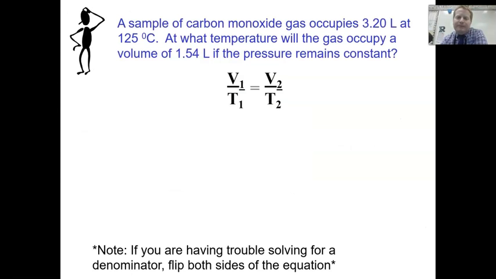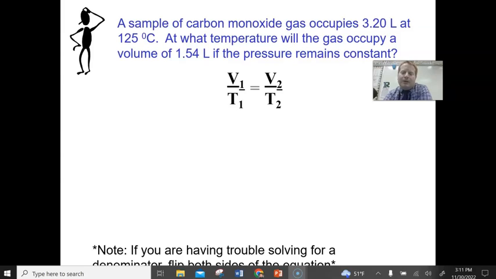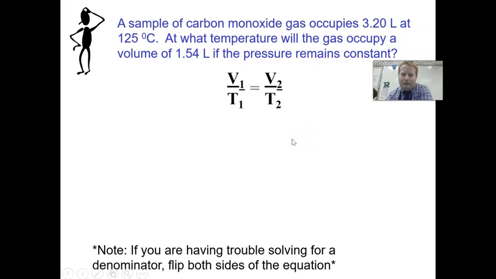Get to Kelvin. So a sample of carbon monoxide occupies 3.2 liters at 125 degrees Celsius. At what temperature will the gas occupy a volume of 1.54 liters if the pressure remains constant? Okay. So in this problem, P is constant, right? And it doesn't say, so we're assuming the number of moles of gas is also constant. The only thing changing is volume and temperature, so we would use this equation accordingly.